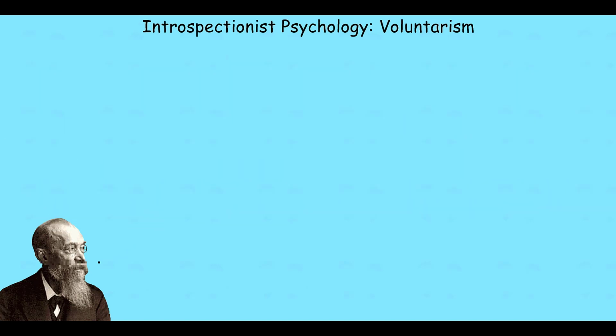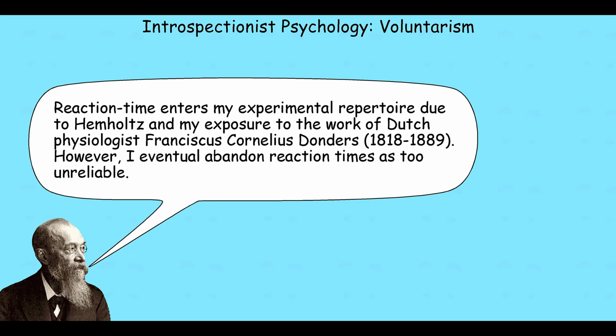Reaction time initially enters into Wundt's experimental repertoire due to Helmholtz and due to his exposure to the Dutch physiologist Cornelius Donders' work. However, Wundt has little success utilizing reaction time, and he eventually abandons reaction time as a means of operationalization, deeming it too unreliable. This dooms him essentially to an exclusive reliance on introspection.